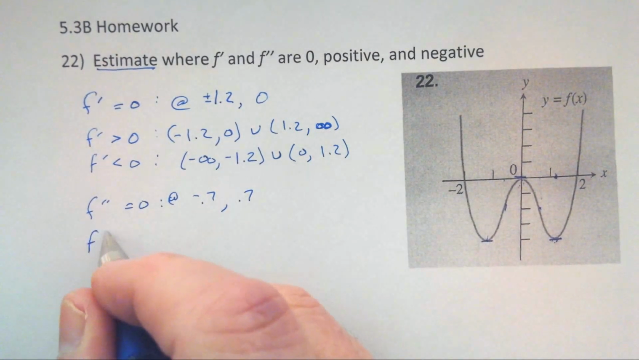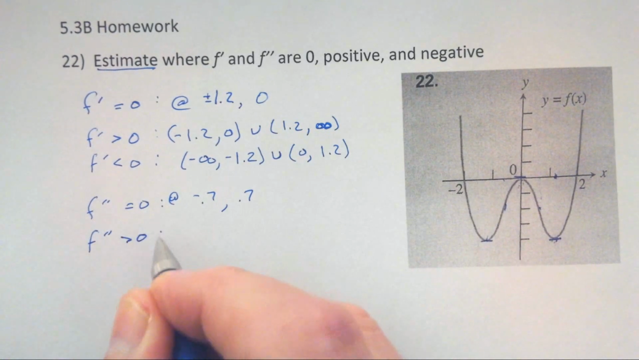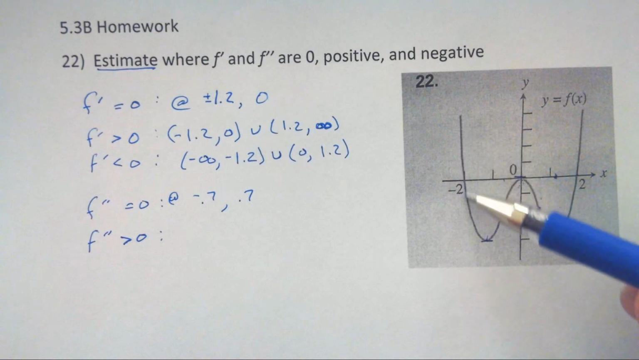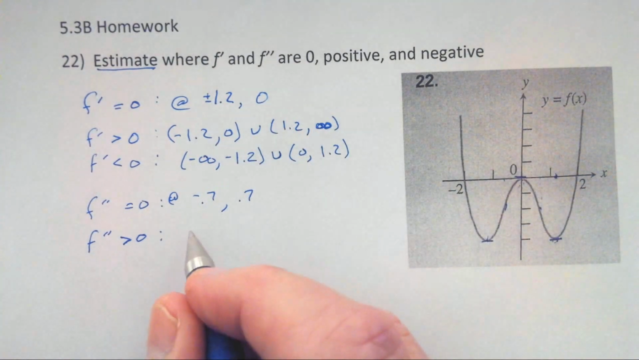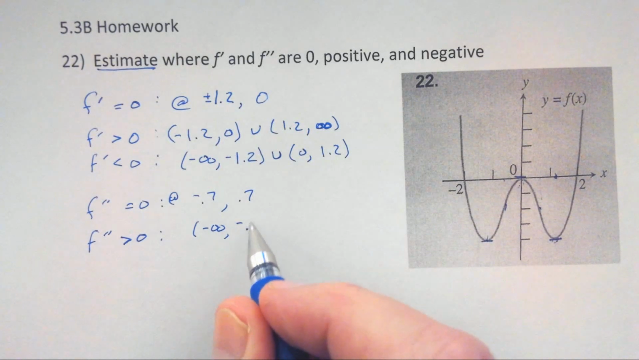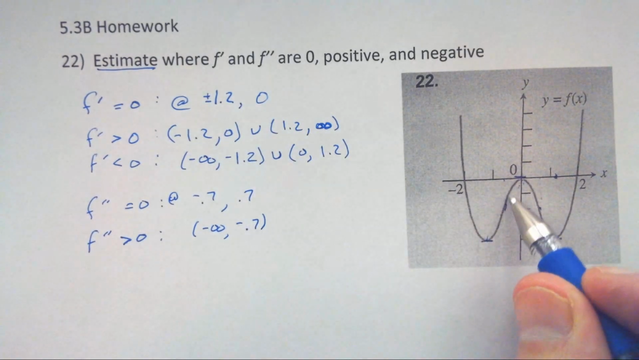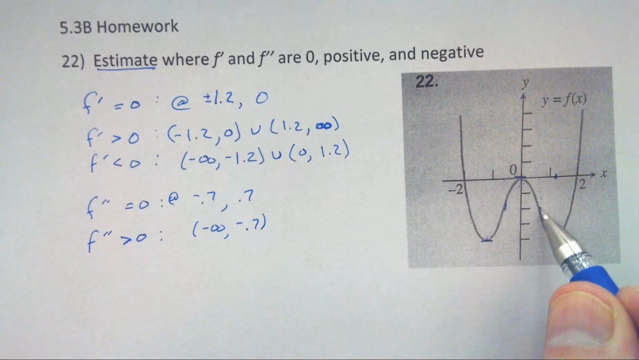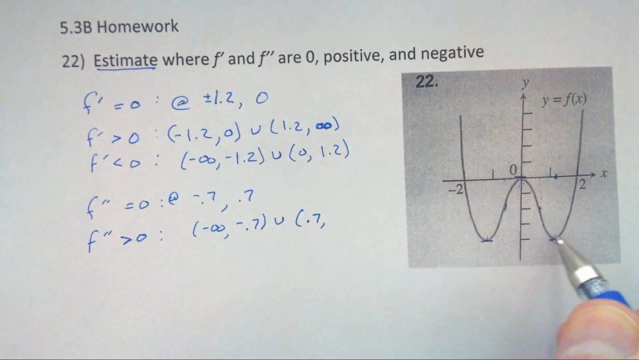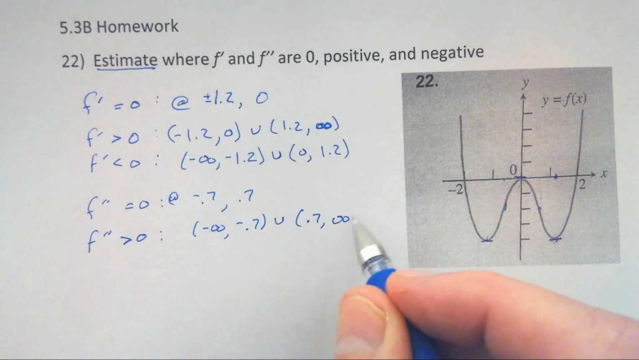Okay, when is f double prime greater than 0? That would be when we are cupping up. So we're cupping up from negative infinity until we get over to -0.7, and then we're cupping down until we get over here in union with 0.7, and appears to be cupping up forever after.